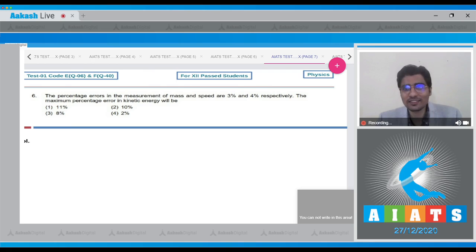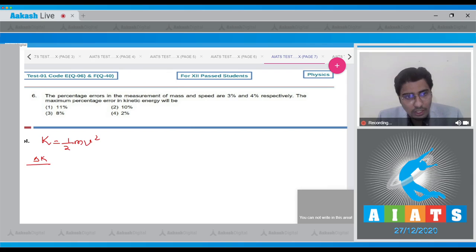Question number 6. In this question, the percentage errors in the measurement of mass and speed are 3% and 4% respectively. The maximum percentage error in the kinetic energy will be. Dear student, the kinetic energy can be written as half into m into v square, where m is the mass and v is the speed.